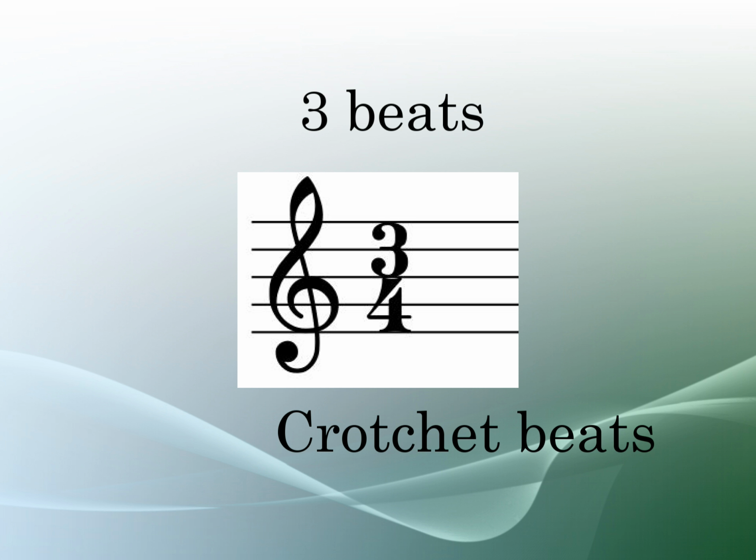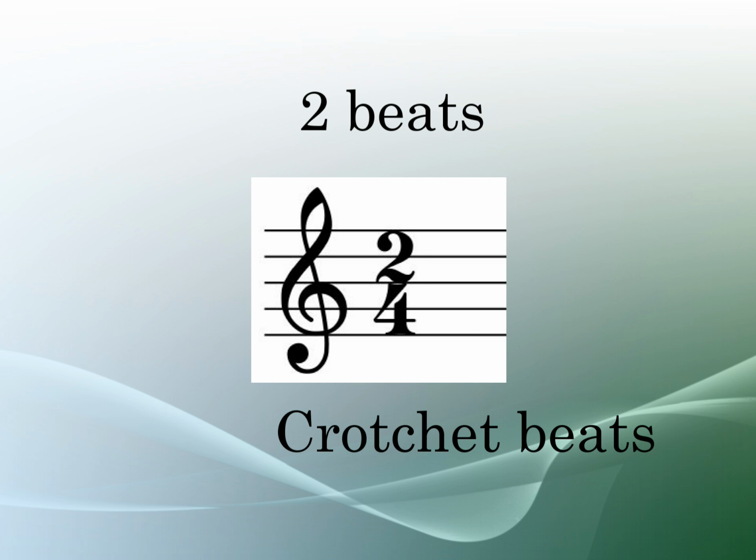So in 3/4, the top number tells us there are 3 beats, and the bottom number tells us that these beats are crotchet beats. So there are 3 crotchet beats per bar. Next, 2/4. The 2 tells us that there are 2 beats per bar, and the 4 tells us that these beats are crotchet beats. So there are 2 crotchet beats per bar.